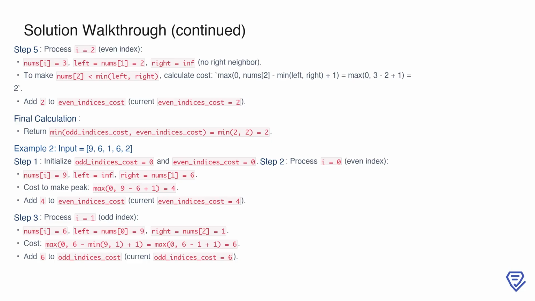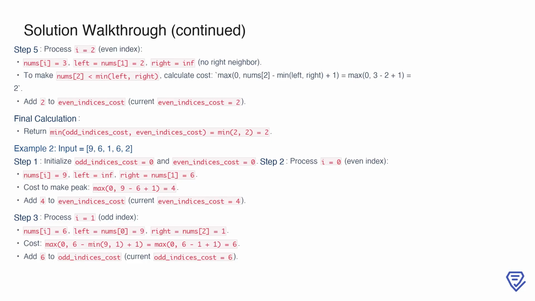Now, let's look at a new example with the input 9, 6, 1, 6, 2. Once again, we initialize odd_indices_cost and even_indices_cost to 0. For the first element at index 0, which is an even index, nums[0] is 9. Without a left neighbor, left is set to infinity, and the right neighbor is nums[1] equals 6. The cost to reduce nums[0] to meet the zigzag condition is max(0, 9 - 6 + 1), which equals 4. Adding this to even_indices_cost updates it to 4.